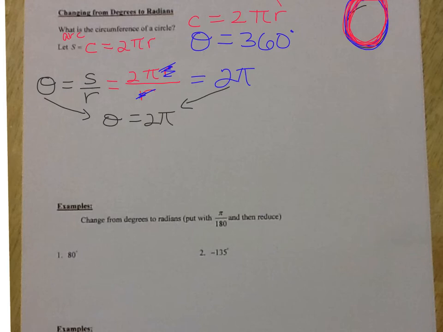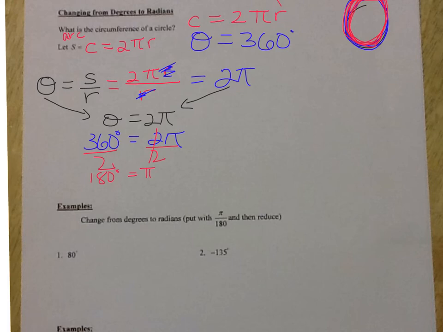But we know what theta is. Theta, which is a whole circle, right, is 360 degrees. So by substitution, theta is 360 degrees is equal to 2 pi. So if I now divide everything by 2, I get theta is equal to 180 degrees. So that you have to know. You need to know 2 pi is equal to 360 and pi is equal to 180 degrees.